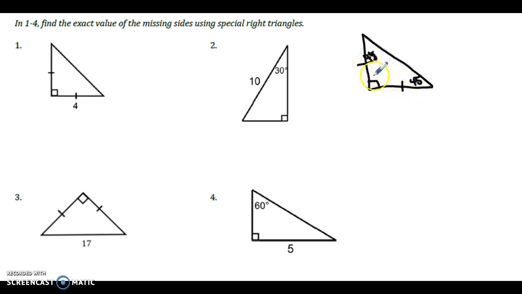So if it's a 45, 45, 90, then we say this side is 1, this side is 1, and this side is the square root of 2. Because 1 squared plus 1 squared equals the square root of 2 squared.